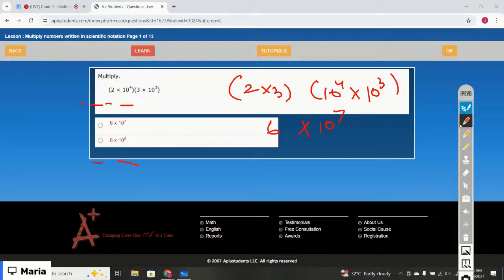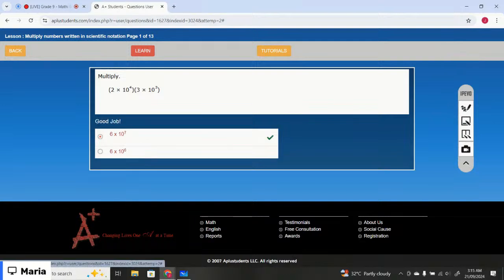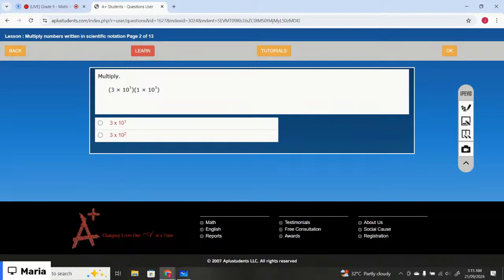So the correct option is 6 times 10 exponent 7. Option number 1 is the correct option. Okay, the next one is 2 times 10 exponent 1 and 1 times 10 exponent 1. So which is the correct option?